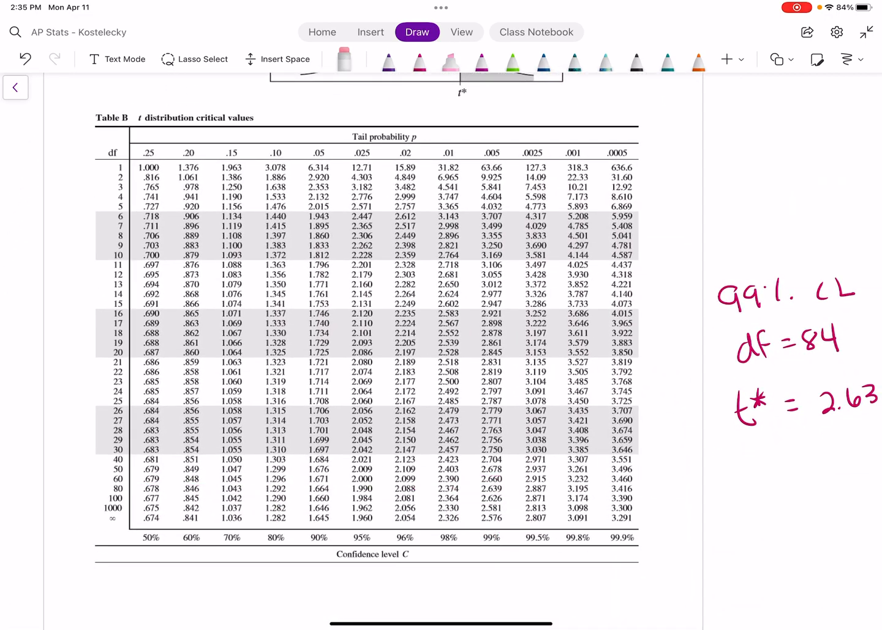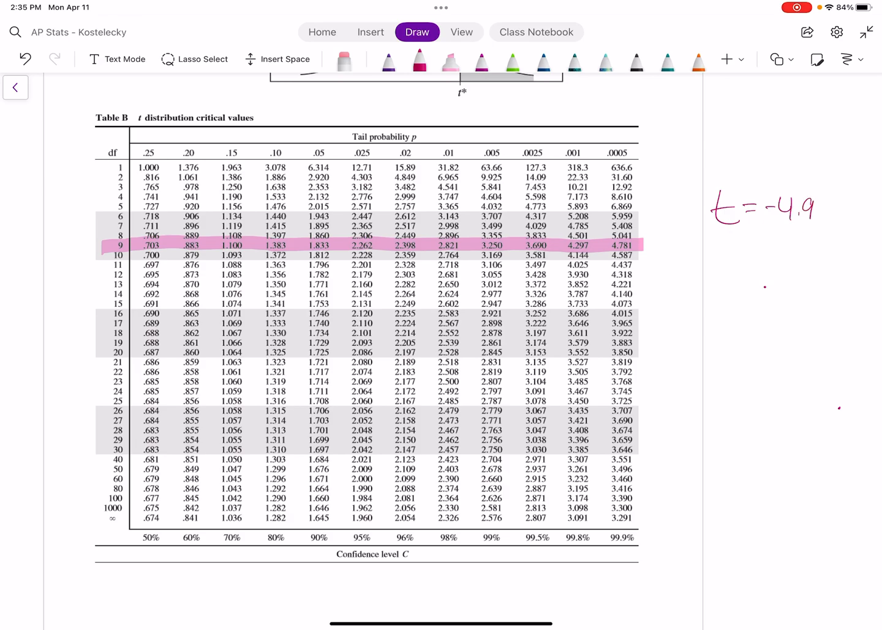Recall that my degree of freedom is 9. So I'm just going to do this right here. Here's my degree of freedom. My test statistic, t, was equal to negative 4.92. So what I'm going to do is, in the degree of freedom row for 9, I'm going to look for the test statistic that is closest to negative 4.92.